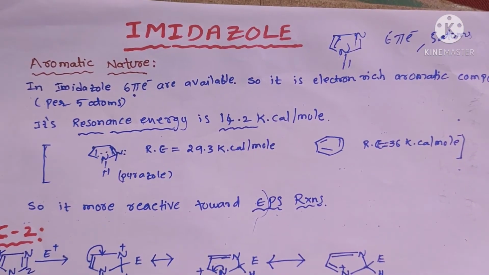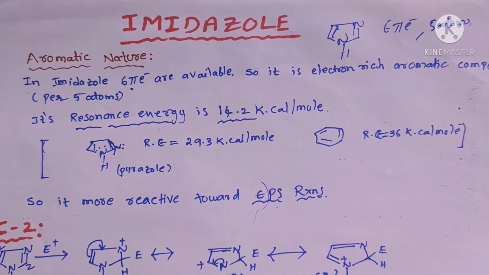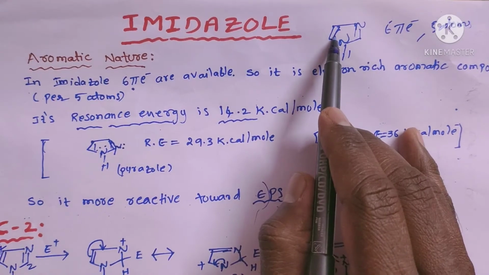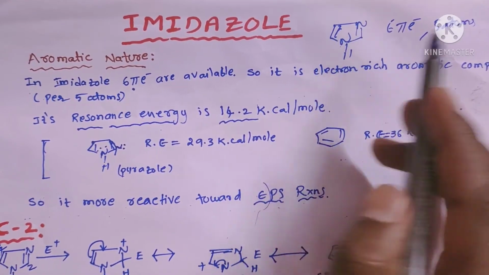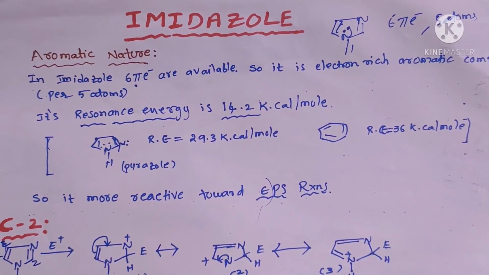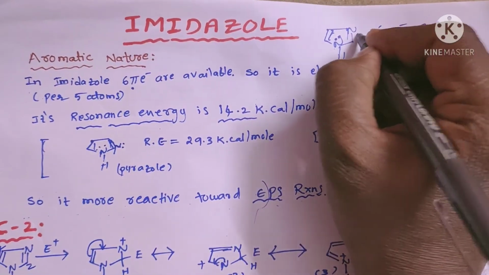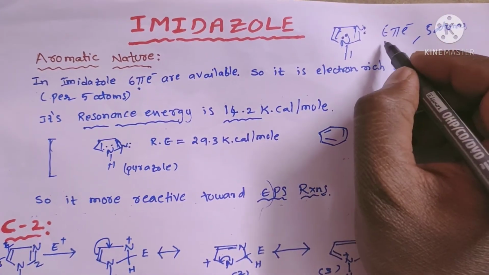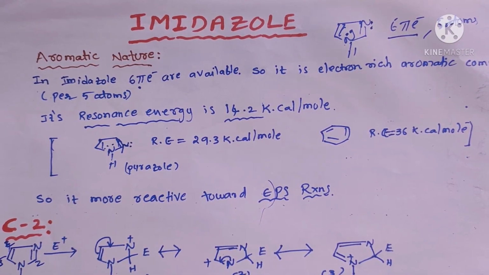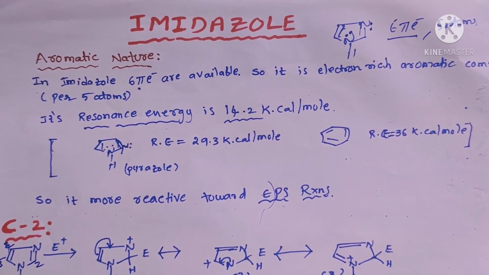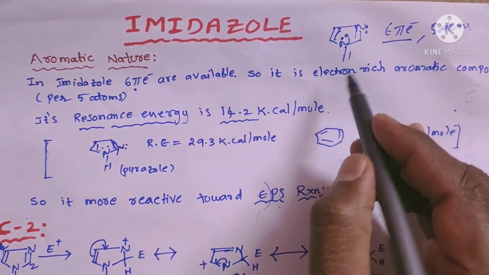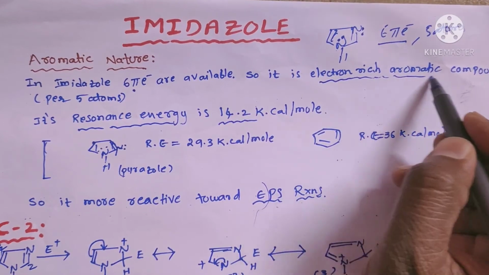Now we discuss the aromatic nature of imidazole. In imidazole, four electrons are available from the two pi bonds, and one electron pair is provided by one of the two nitrogen atoms. So now the total number of electrons becomes six. That's why imidazole behaves as an aromatic compound. But in the ring, only five atoms are there. So that's why we can say that imidazole is an electron-rich aromatic compound.